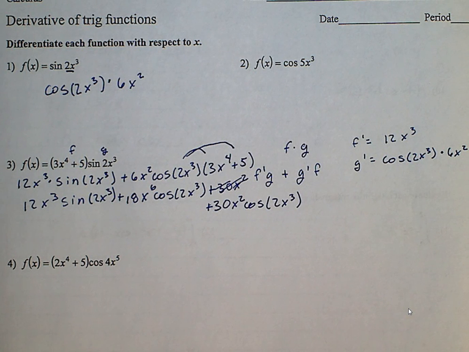And then number times number. So you just attach that after you distribute the symbol? Yep. Number times number, 30. x squared times no, the x squared tags along too. And then the cosine 2x cubed tags along.